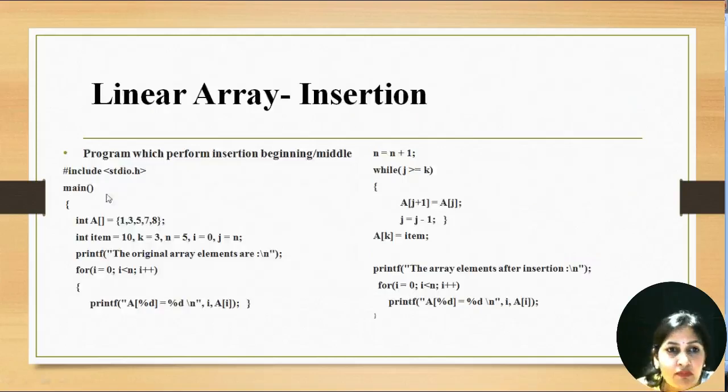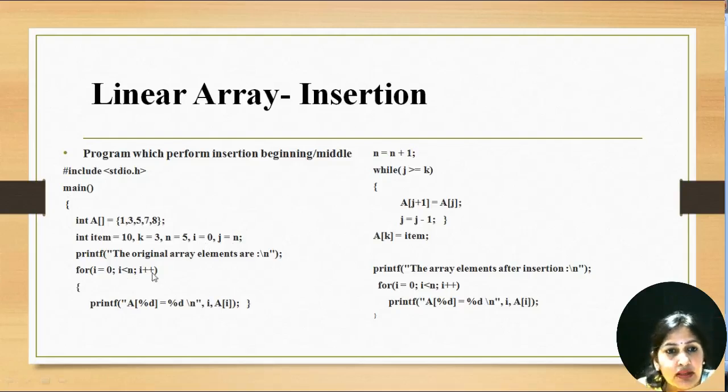Here's the program for the insertion. Same as before, we have an array A with values 1, 3, 5, 7, 8. The new value to be inserted is 10. The position where we want to insert the value is 3. N is the length of the array, or the number of elements in the array. There are two variables, i and j. j is used as a counter variable and the value of i is initialized to 0.